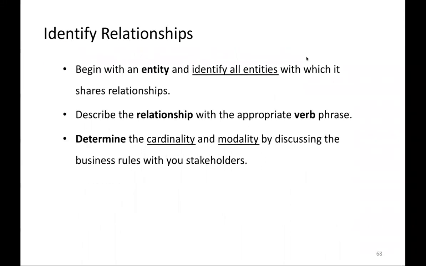After you add the attributes, it's most important to identify relationships, which actually begin with the entity and other entities that might have a relationship with such entity. You need to clearly describe the relationship with the appropriate verb phrase and, in addition to the relationships, you need to determine the cardinality and the modality by discussing the business rules, of course, with your stakeholders.